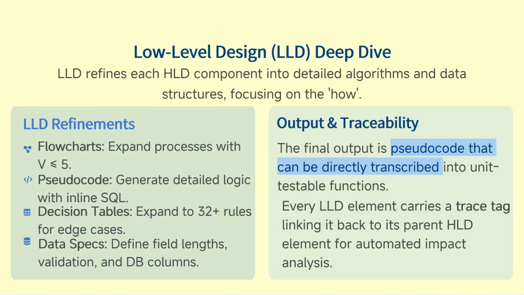So, the low level design is trying to refine whatever is mentioned in the high level. There we are answering what, and in LLD we will try to focus on how exactly it is going to be done. So, here we come with flow charts, pseudocodes, decision tables and the data specifications. Okay. So, this is what we have learned.